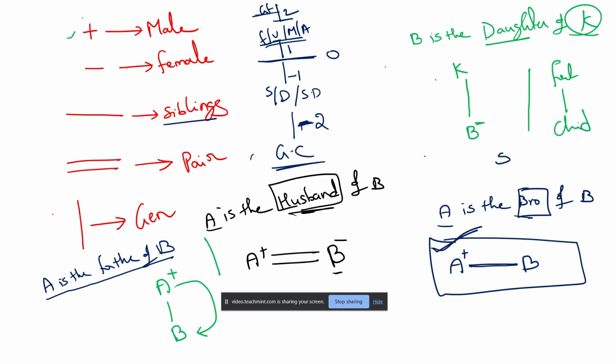So first one, plus for male, minus for female. Single horizontal line for siblings, double horizontal line for pair, and a vertical line for generation. So if you are clear with the symbols, I will give you 1 minute to look at the symbols once again. Then in the comments, let me know whether you are having any doubt or if you are okay. If everything is fine, type Y. I will move on to the problems.